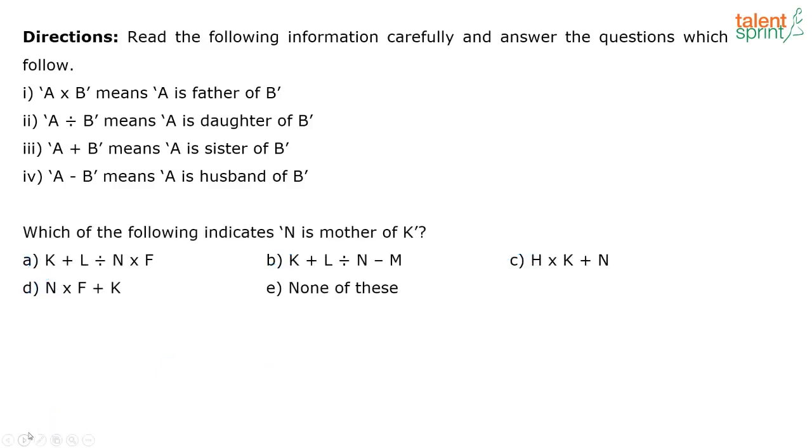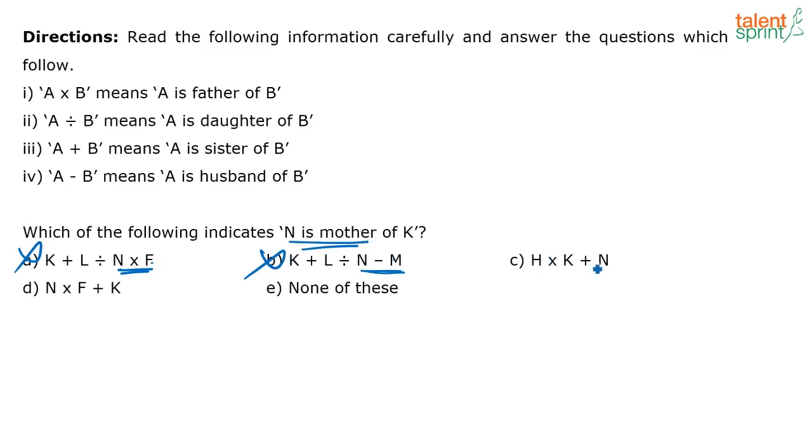Next question. Which of the following represents N is the mother of K? So N is the mother of K means, remember, N has to be a female. Now look at the first option here. N cross F is given. N cross F means N is the father of F. So this option is not correct. Why? Because N is not a female here with respect to this option. Similarly, look at next option. N minus M means that N is the husband of M. Again, not a valid option. You cannot use because N has to be the mother of K.